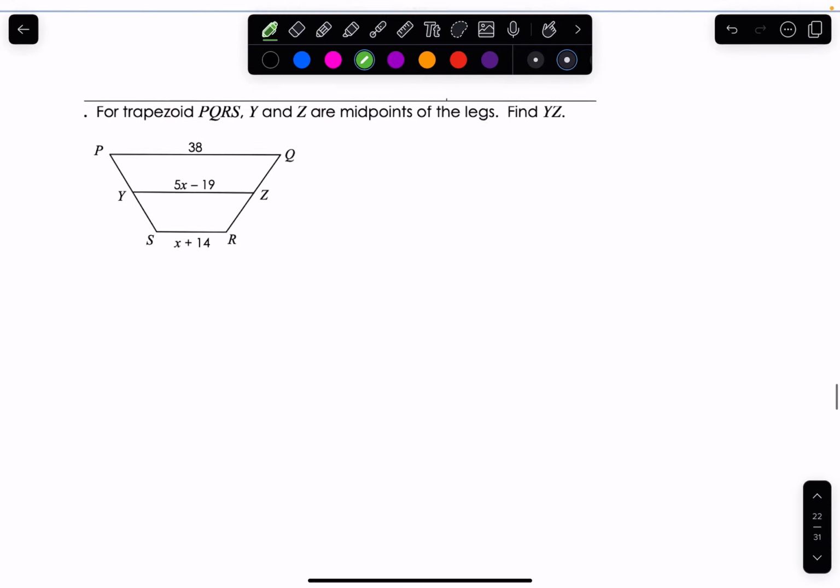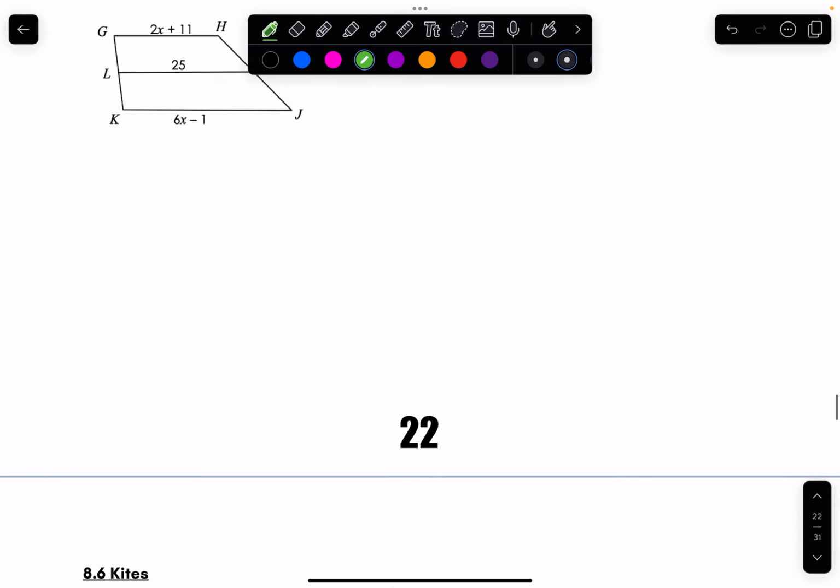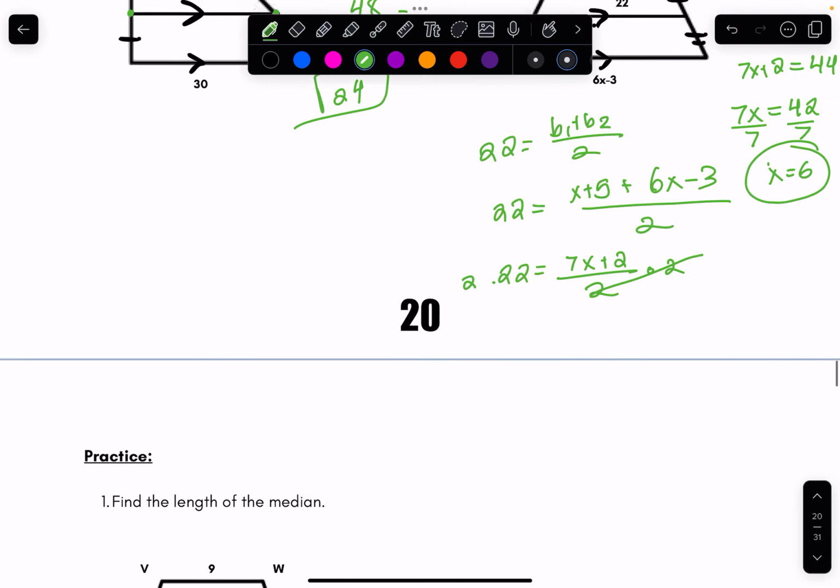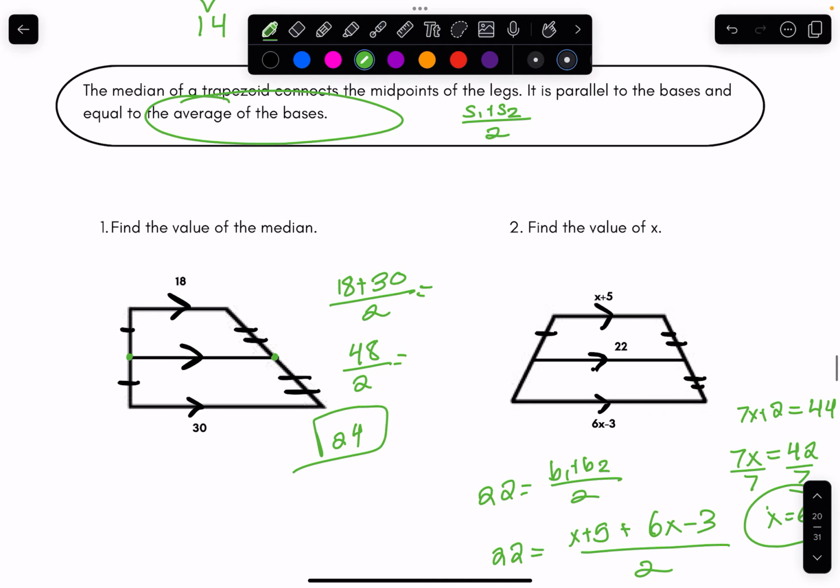And then the rest of these are just asking you to practice mostly with the mid-segment theorem. So make sure that you are using the fact that the mid-segment must be equal to the average of the bases. The bases, again, are the parallel sides.